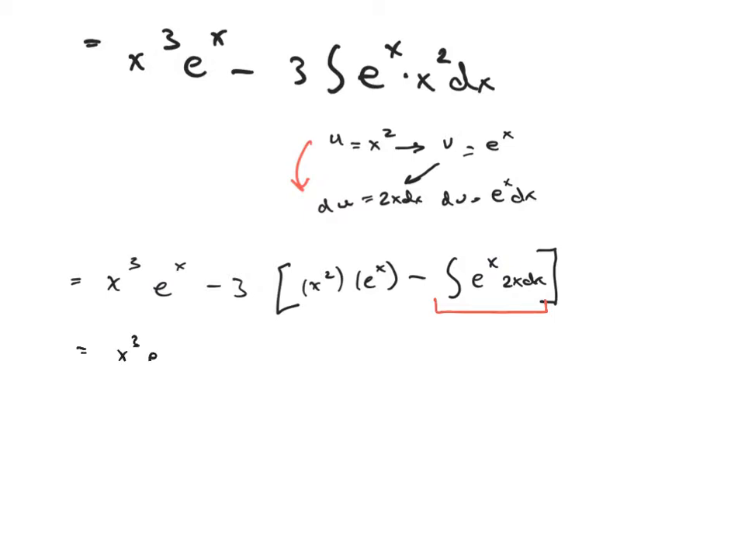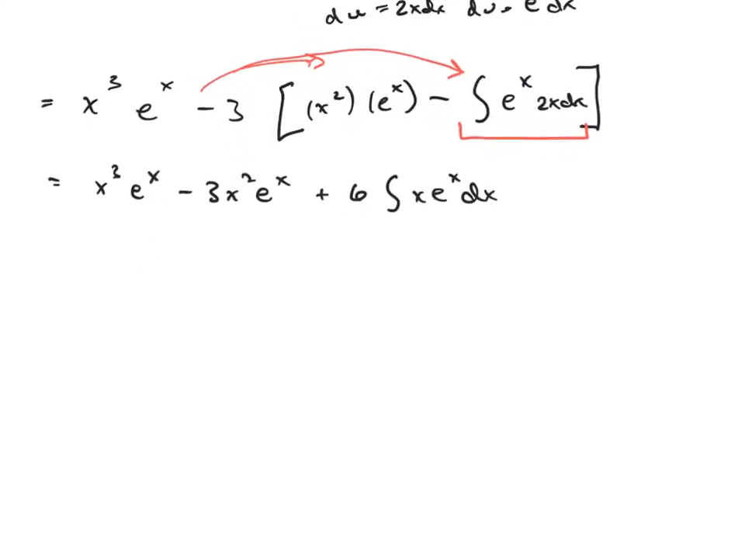So I have x cubed e to the x. I'm going to distribute that negative 3. I'm going to have minus 3x squared e to the x. Okay? And then I'm going to have, well, what would that be? A minus 3 if I distribute that minus 3 to both terms. And on the second term, I could pull out a 2. So I'd have the minus 3 times the minus 2. That's actually going to be plus 6 times the integral of x e to the x dx. So again, that's if I distributed the negative 3 and I pulled out that 2 as a constant multiple.